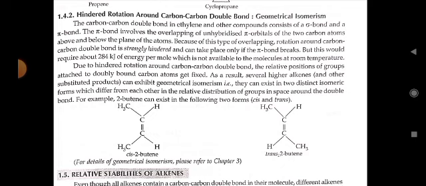But this would require about 284 kilojoules of energy per mole, which is not available to the molecules at room temperature. Due to hindered rotation around the carbon-carbon double bond, the relative positions of groups attached to doubly bonded carbon atoms get fixed. As a result, several higher alkenes and other substituted products can exhibit geometrical isomerism, that is, they can exist in two distinct isomeric forms which differ from each other in the relative distribution of groups in space around the double bond. For example, 2-butene can exist in the following two forms: cis-2-butene, trans-2-butene.